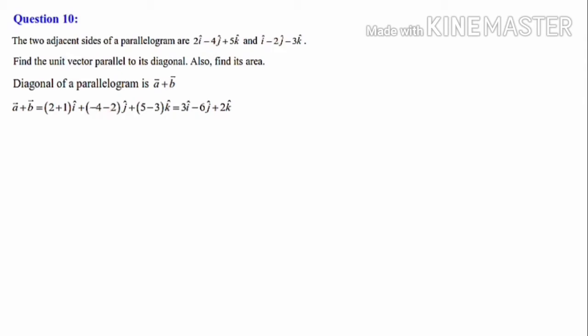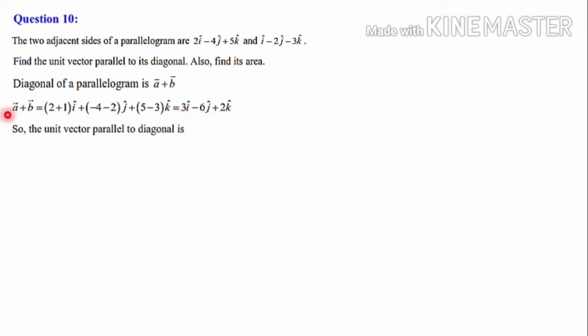So minus 4 minus 2 into j cap, plus 5 and minus 3, so 5 minus 3 into k cap. When you do the calculation, 2 plus 1 is 3 into i cap, minus 4 minus 2, that is minus 6 into j cap, 5 minus 3 is 2 into k cap. That is the vector parallel to the diagonal. We have to convert this one into unit vector form.